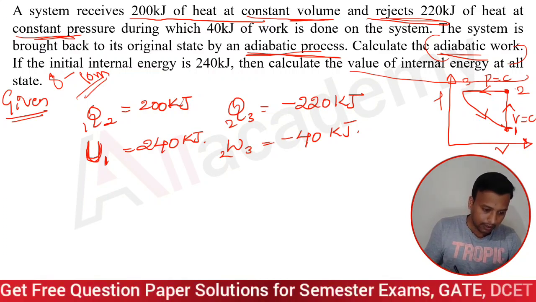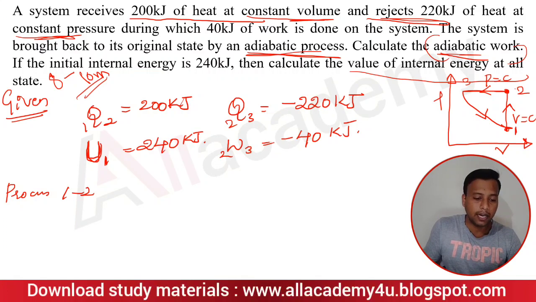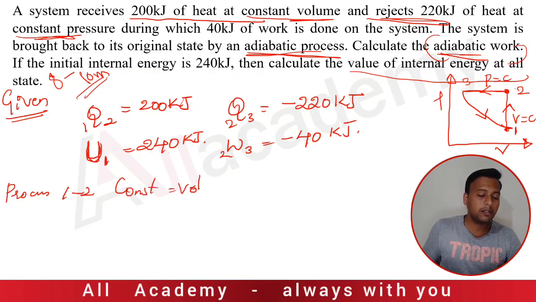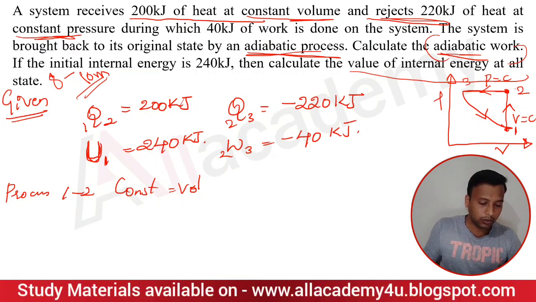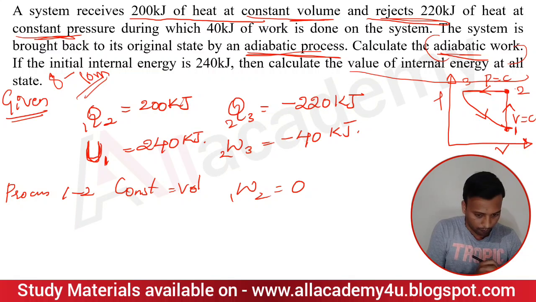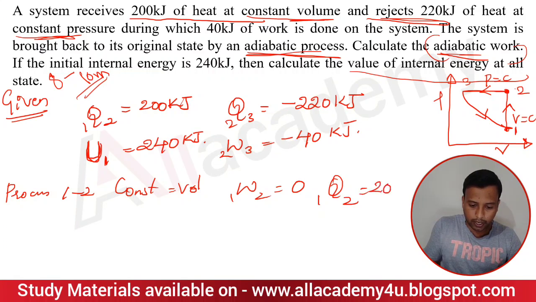Now let us start with process 1 to 2. What is process 1 to 2? It is a constant volume process, and we all know that during a constant volume process the work done will be 0, and as already given, Q1 to 2 is 200 kilojoules.